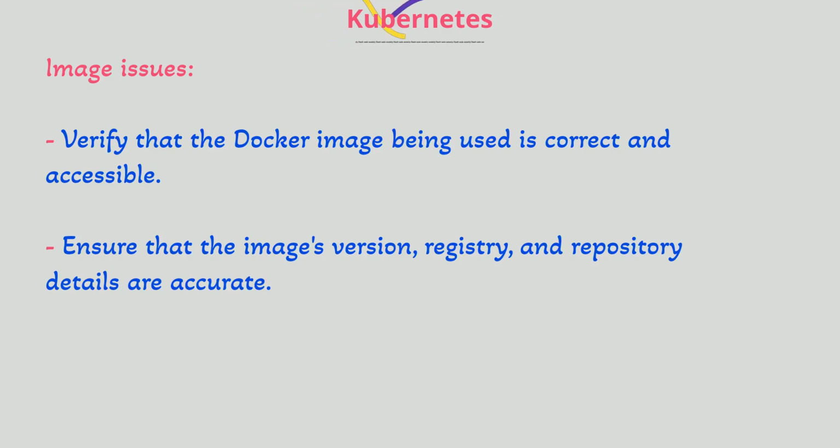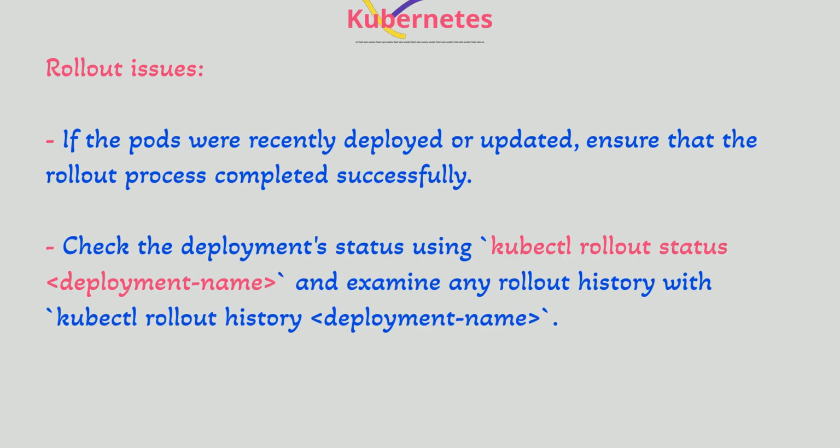Ensure that the image's version, registry, and repository details are accurate. Rollout issues. If the pods were recently deployed or updated, ensure that the rollout process completed successfully. Check the deployment status using kubectl rollout status and examine any rollout history with kubectl rollout history.